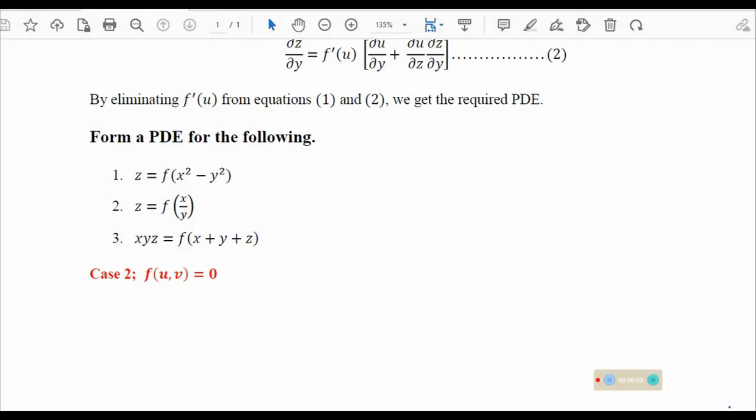Question number 2 says z is equal to f of x upon y. We need to form a partial differential equation by eliminating the arbitrary function. And we shall do this following the same steps as we have done in our question number 1. So let us look at the solution.